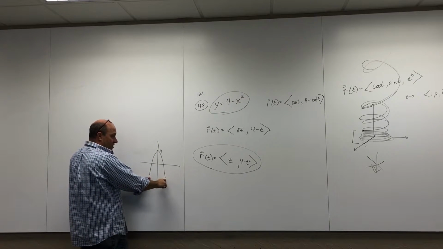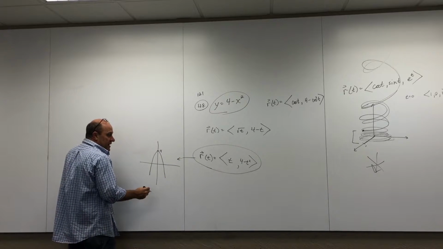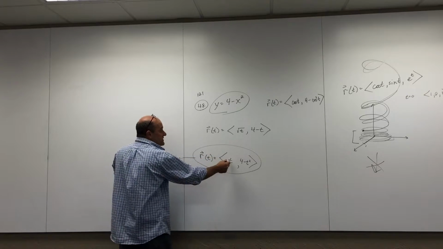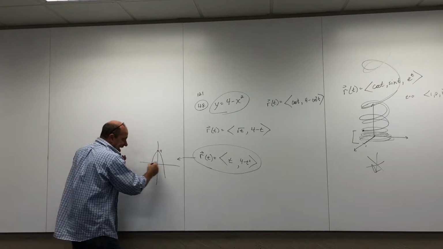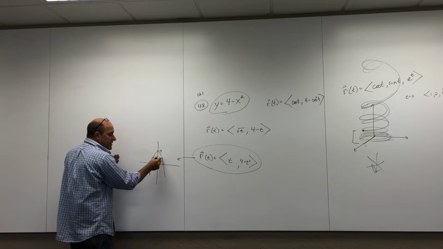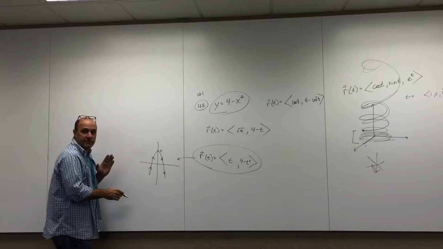Hang on, I don't want to put little arrows on the ends. Why not? Because if I'm drawing this guy, I want to show, as t increases, t is like x. So as x increases, t increases. I believe I'm moving left to right. I believe this is the direction of motion for this parameterization.